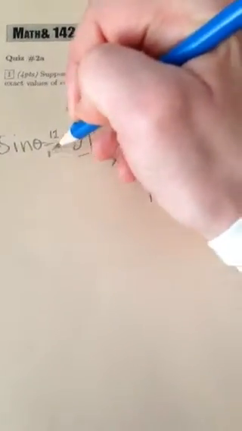12 over 13. Now if sine theta is equal to 12 over 13, based on SOHCAHTOA, we have opposite over hypotenuse. So this hypotenuse right here can be labeled 13, and that means y right here is labeled 12. Since this is a right triangle, we can then solve for x using the Pythagorean theorem.